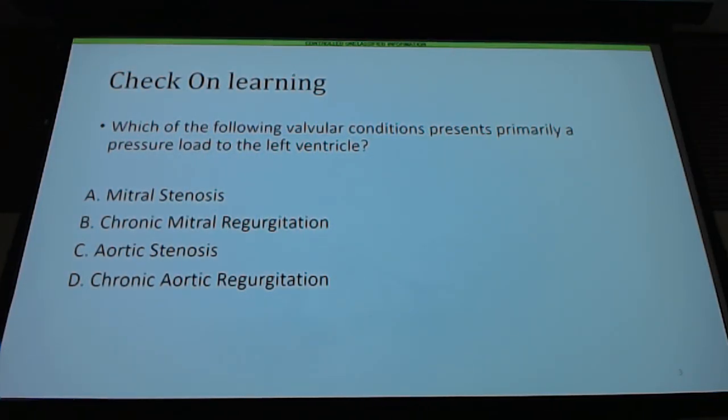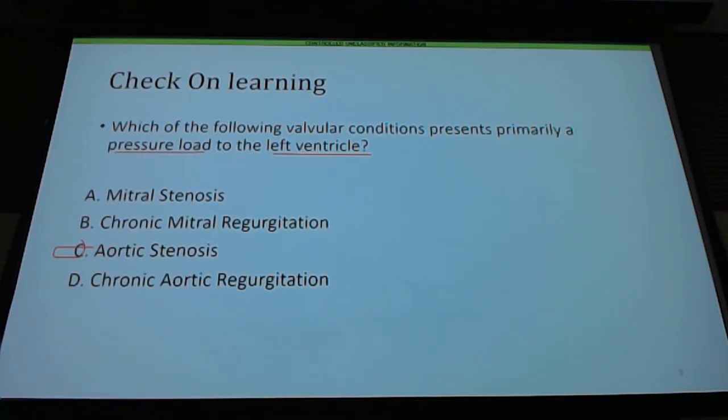Okay. So let's do one quick check on learning from yesterday's lecture related to the valvular diseases. This one is: which of the following valvular conditions presents primarily as a pressure load to the left ventricle? So pressure, not volume. What are your thoughts? Hearing whispers of C, Charlie, is that right? Yeah. Okay, correct.